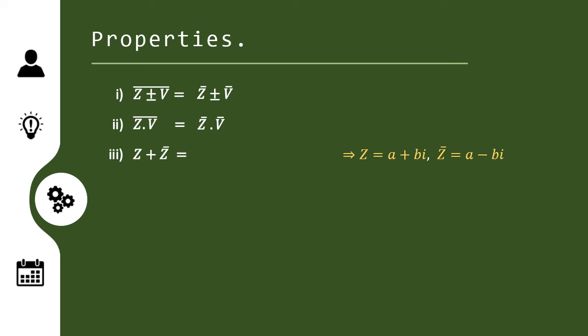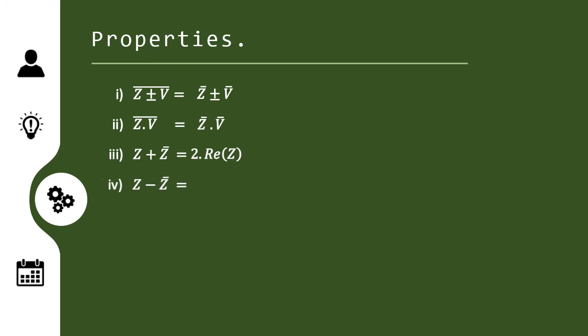Let's think about it. Let z is equal to a plus bi and z bar is equal to a minus bi. Then we get z plus z bar like this. So plus bi and minus bi cancel out. So we get 2 times the real part of z.